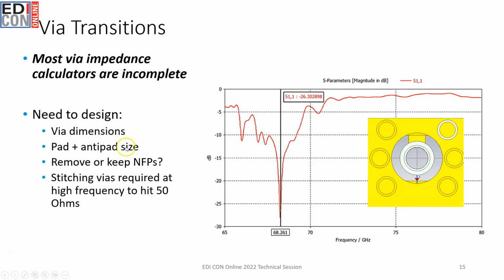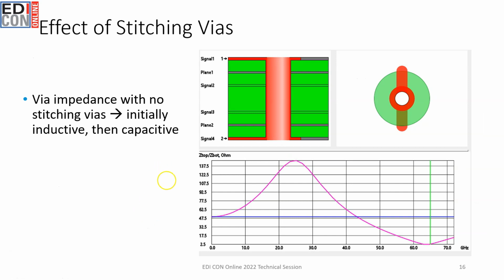They need to select a pad and anti-pad size. Do they remove or do they keep the non-functional pads? And eventually what's going to happen is these stitching vias are actually required in order to hit a 50 ohm impedance target, or any other impedance target for that matter. So we can see the effect of the stitching vias if we look at some of these plots from Symbior.